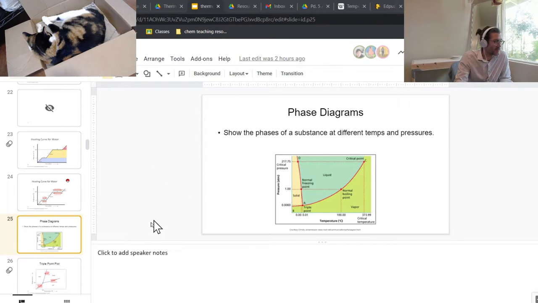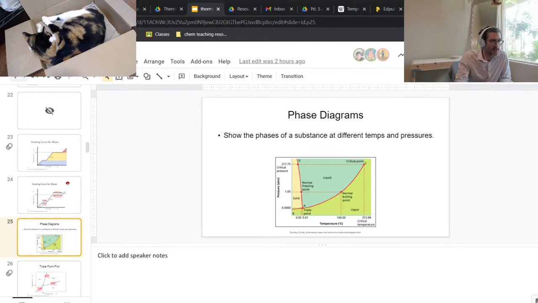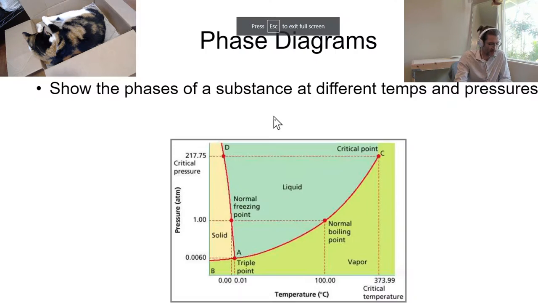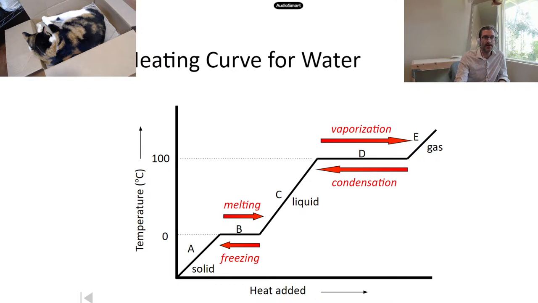So yesterday we kind of left off. We didn't talk about this slide here. We didn't talk about phase diagrams so much. We did talk about this one where we have the heating curve of water, right? And as we move to the right, we melt things or freeze things, or we vaporize things or condense things because we have heat added on the x-axis here. And we also have temperature on the y-axis.